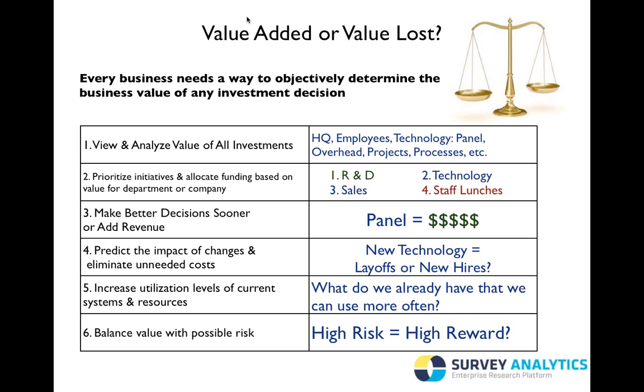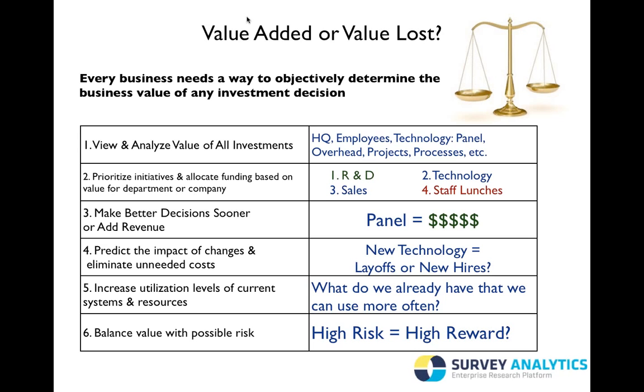So the first thing you would do is view and analyze all your investments, and that includes where your headquarters are, the kind of employees you have, the kind of technology that you implement, including the panel solution, overhead costs, project costs, and also processes. You have to see whether or not you can assign any dollar values to this and how much revenue they bring to the company.